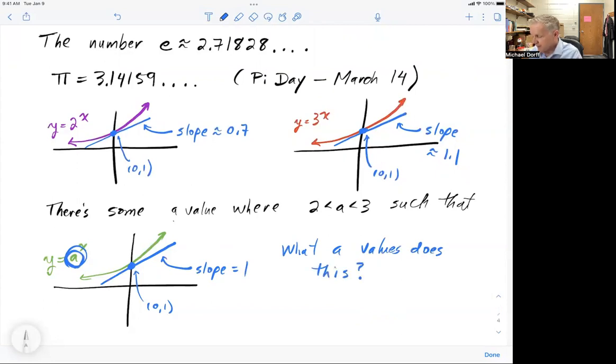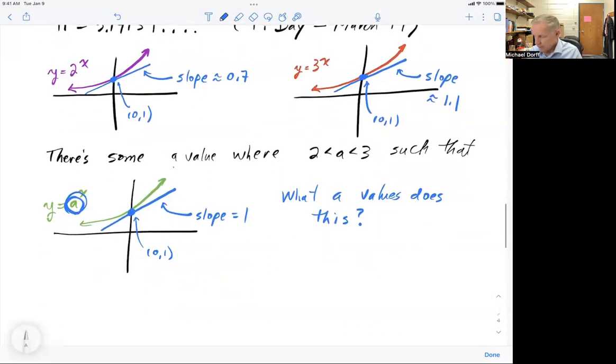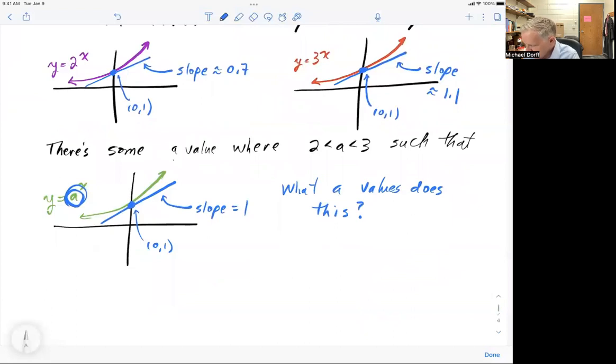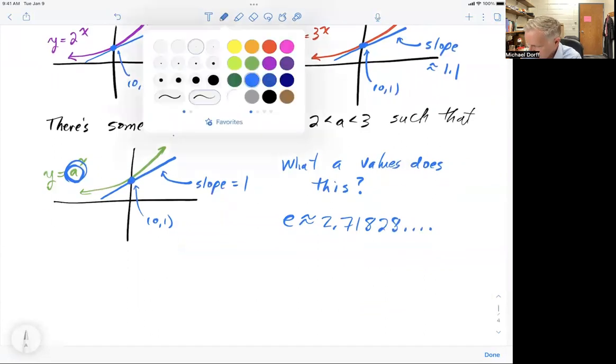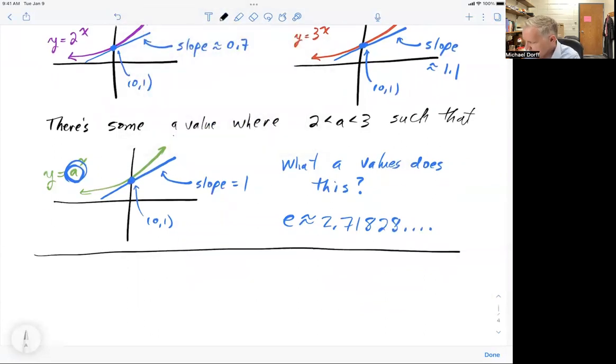We know that it's between 2 and 3 because when a is equal to 2, the slope is 0.7, and when a is equal to 3, the slope is 1.1. So it's got to be somewhere between 2 and 3, and the a that does this is e, which, like I said earlier, is about 2.71828, going on forever. So that's how e comes into this. And we will see e a lot in calculus. It'll be very common. You'll get used to it.